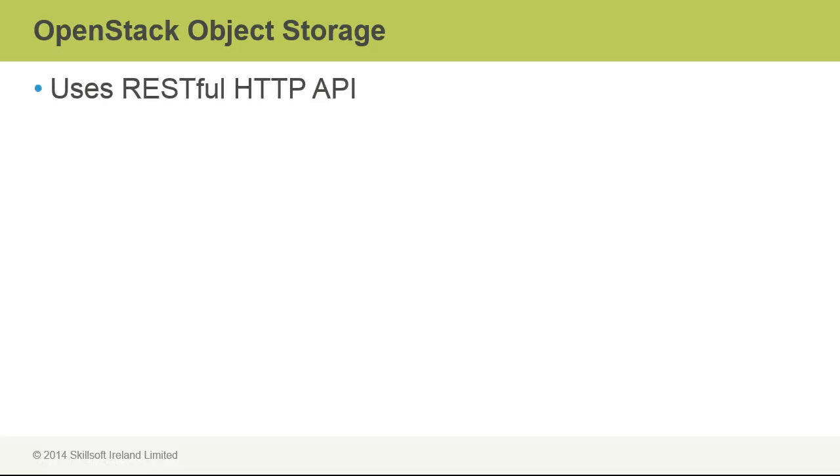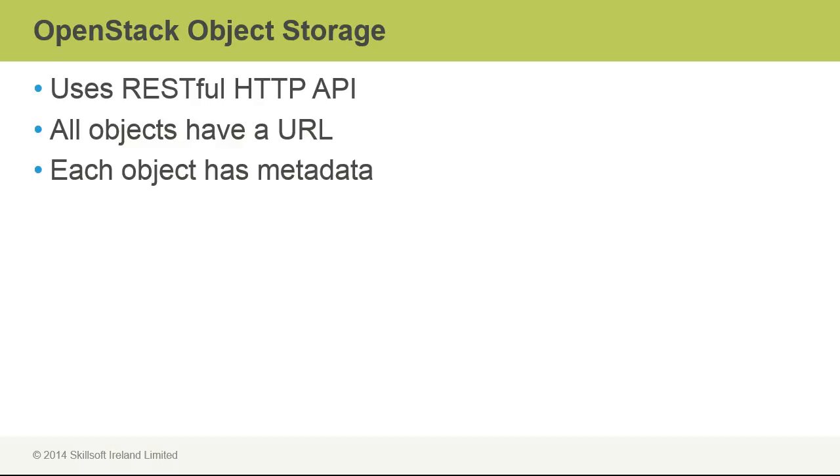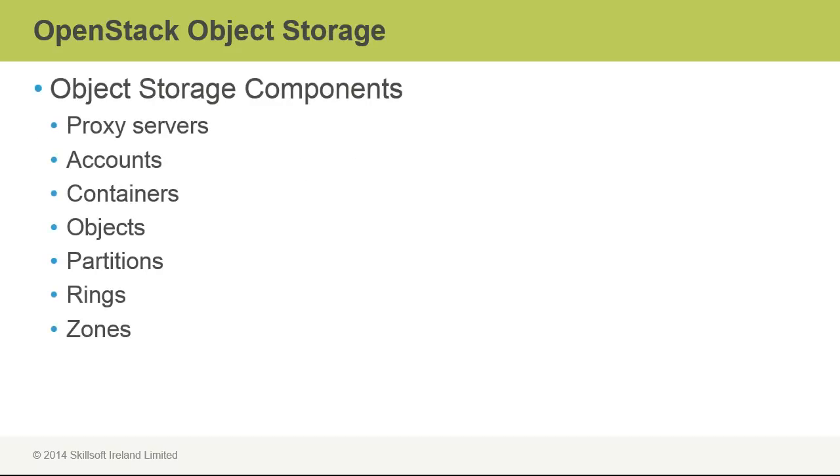It uses a RESTful API over HTTP to access each object or the metadata about each object. Each object has a URL that can be used to uniquely reference that object, and each object has associated metadata. Now, for example, the owner of the object can set an expiry time after which the object is no longer available or is even purged. So there's a number of components that all work together to make this happen, and you should be aware of what some of them do.